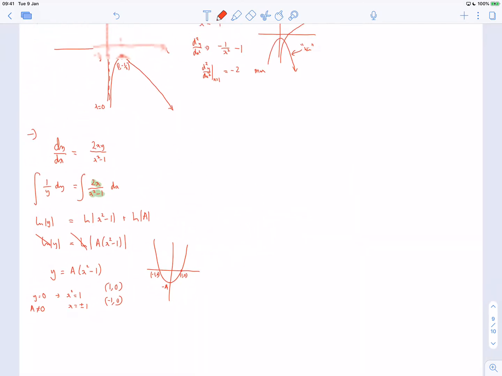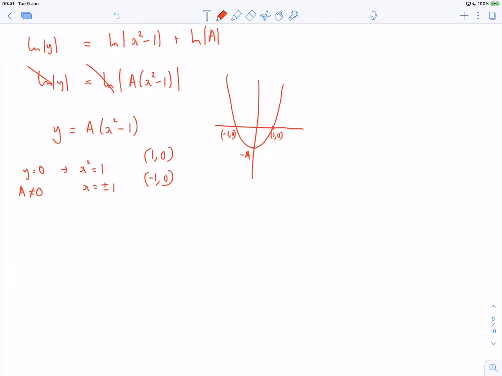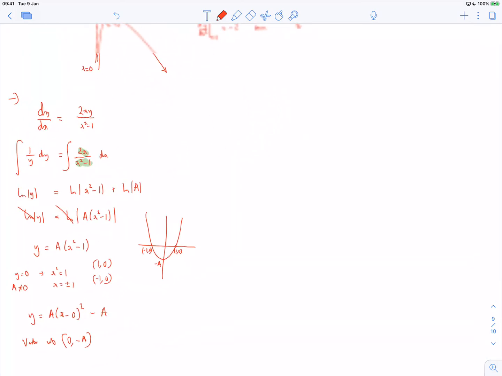I mean, it clearly satisfies what the question's asking for. Show that the differential equation describes a family of parabolas which pass through the points (1, 0) and (-1, 0), they all do, and has its vertex on the y-axis. Well, if you really want to, you could say y equals a times (x minus 0) squared, because we're completing the square, and then minus a. Then clearly it's going to have a vertex at (0, minus a). If you want to leave it in completed square form, or you could differentiate it, I literally don't care. But yeah, I feel that's answered.